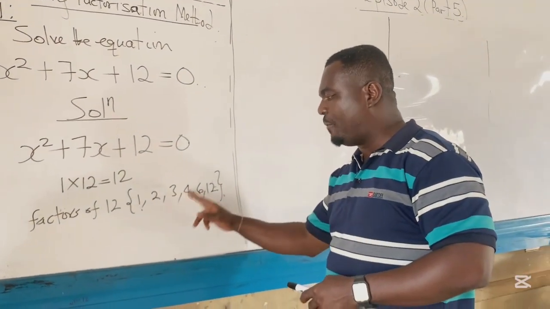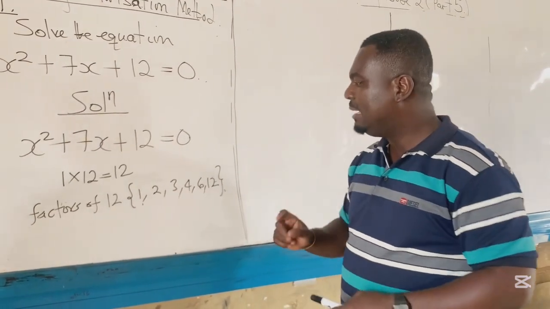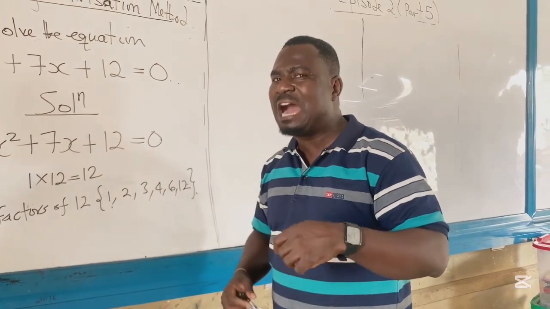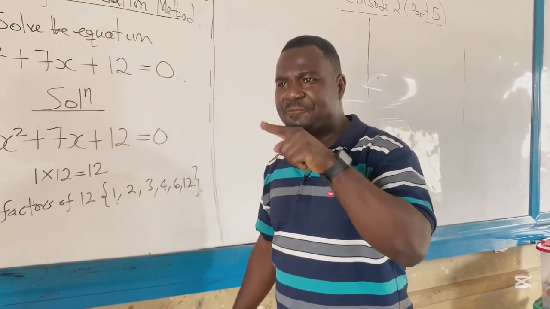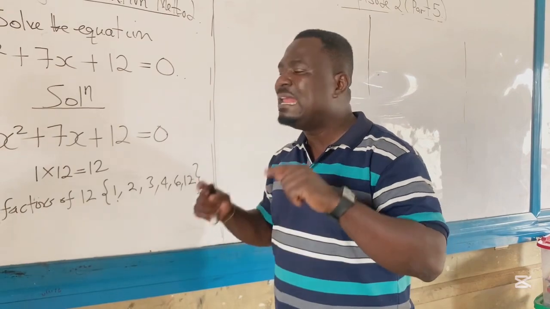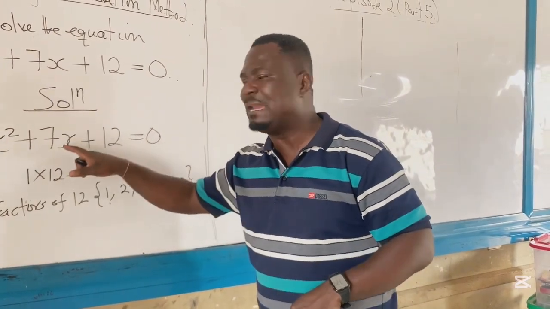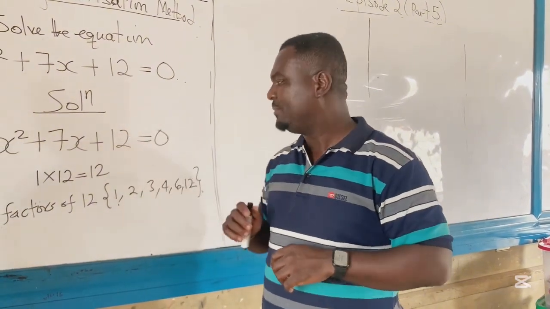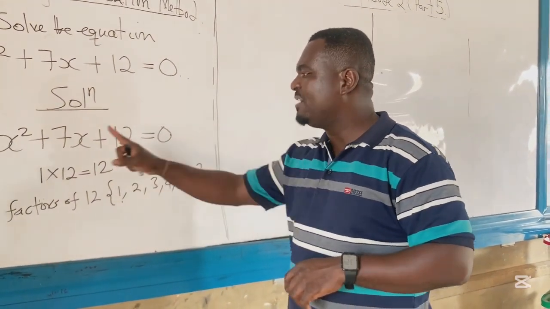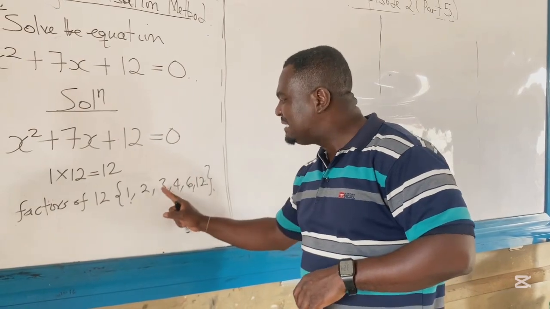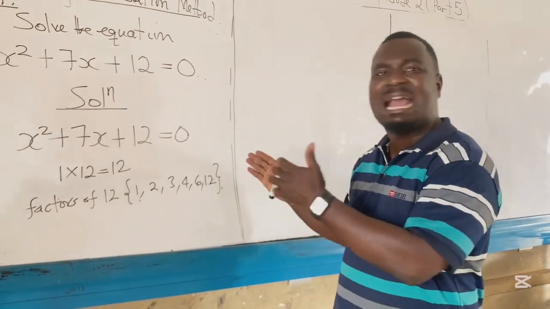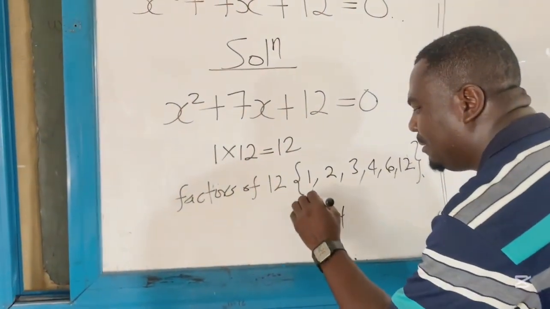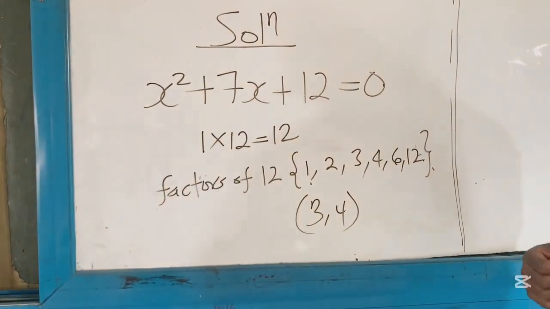Let me pick 3 and 4. 3 plus 4 will give me 7. Let's see whether I will be able to call 3 and 4 my magic numbers, meaning the numbers should satisfy the middle term and at the same time satisfy the last term. So 3 plus 4 will give me 7. Very good. 3 times 4 will give me 12. Then in that case, 3 and 4 become my magic numbers.